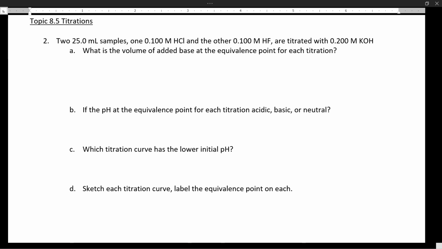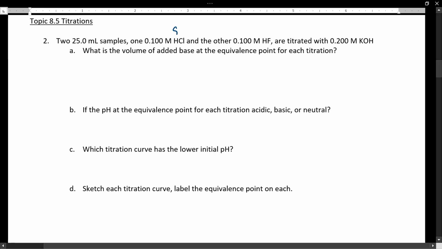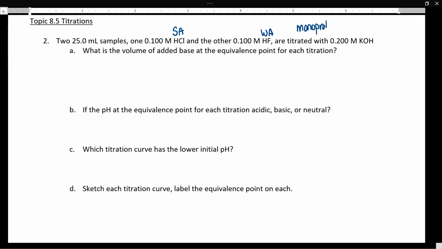All right, so we're going to take a look at some titration problems here. And in this first example, we're going to compare the titration of HCl, which is a strong acid, versus HF, which is a weak acid. They are both monoprotic, meaning they both have just one hydrogen, and they have the same concentration and the same volume. So we want to think about the similarities and differences for how these titration curves are going to look.